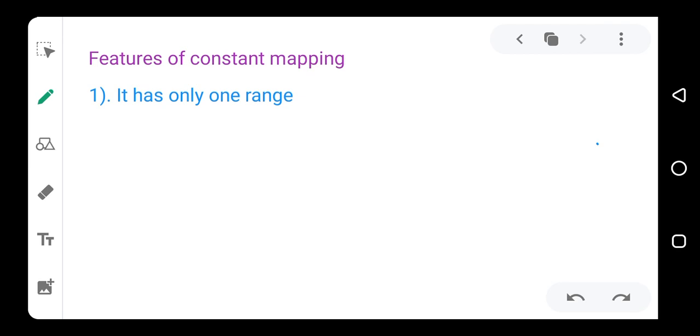So it has only one range. Just like I've said before, it has only one range because the number of images in the codomain is just one. All the elements in the domain map to one element in the codomain.